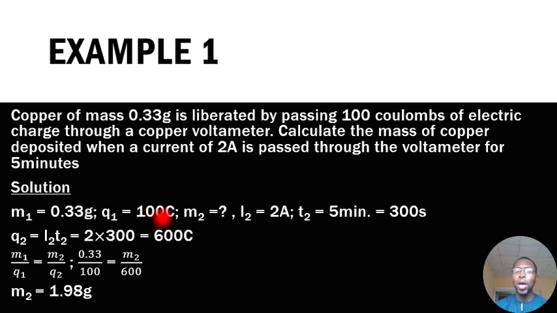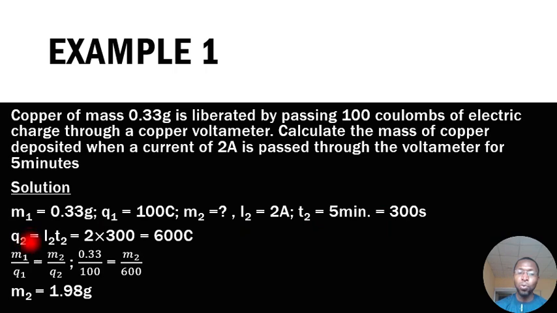Now, what if a current of 2 ampere is now passed through the same voltmeter in 5 minutes? Then we need to obtain the charge from this current, the final charge. So the final charge, which is our Q2, by formula, charge is the product of current and time. So Q2 is I2 times T2, and our I is 2 ampere, that's 2 times our time, which is 5 minutes. We have to convert it to SI unit, which is seconds. So 5 minutes to seconds will be 5 times 60, and that is 300 seconds.